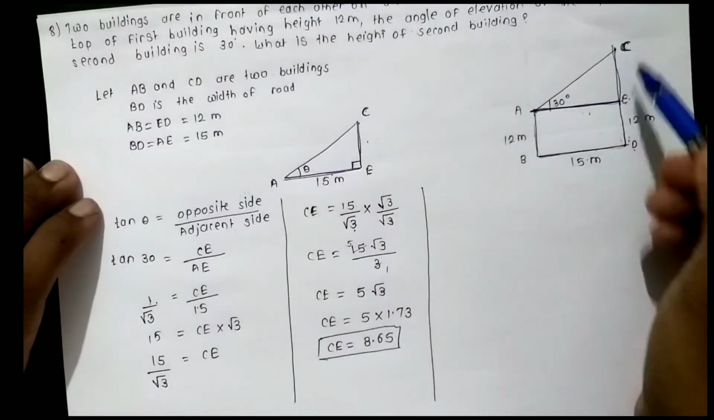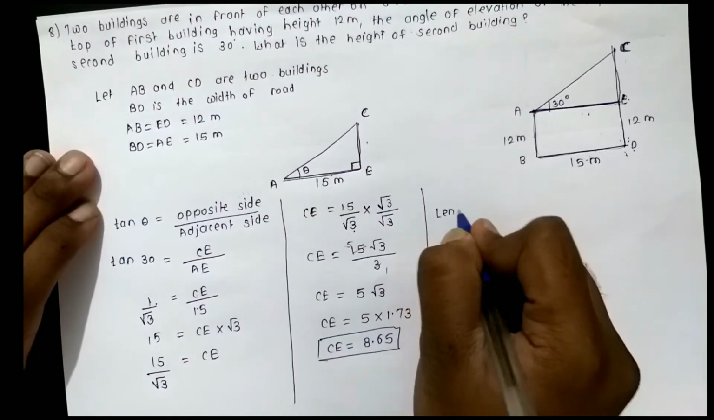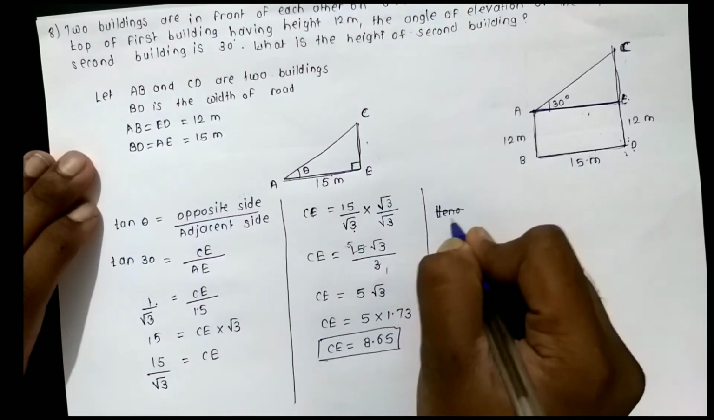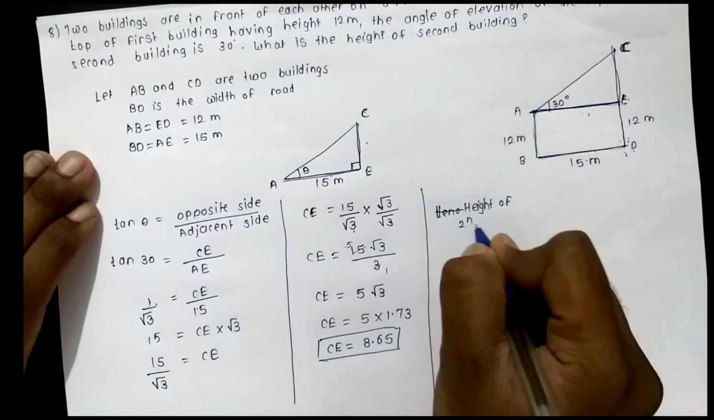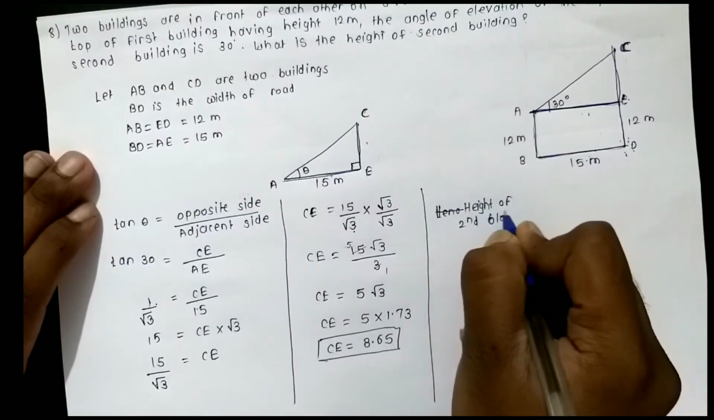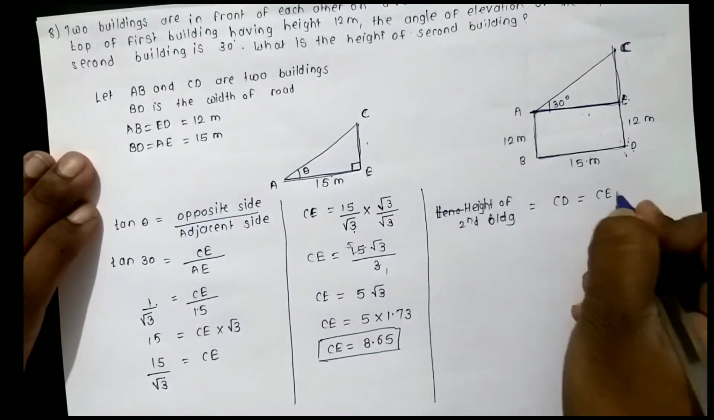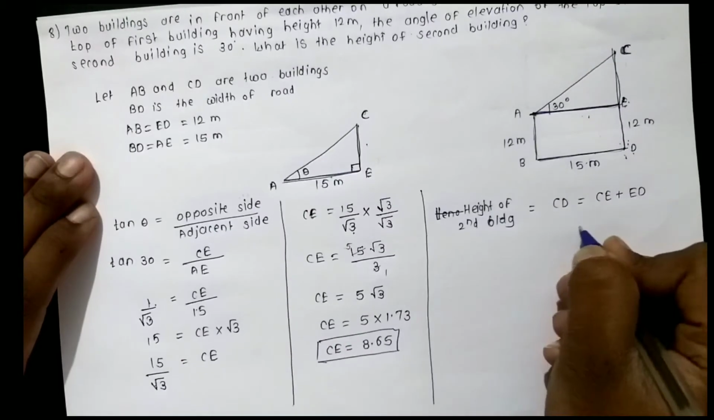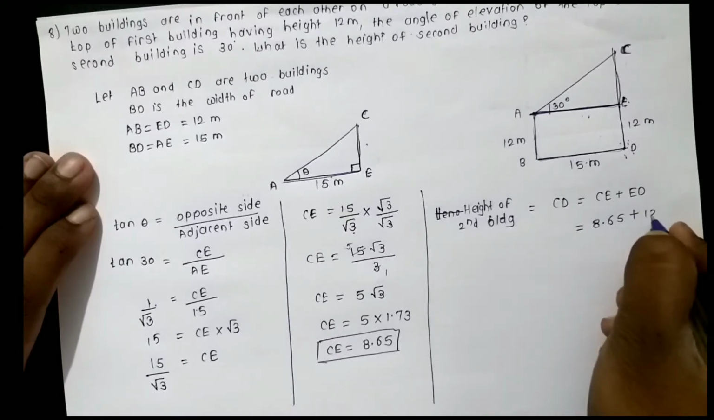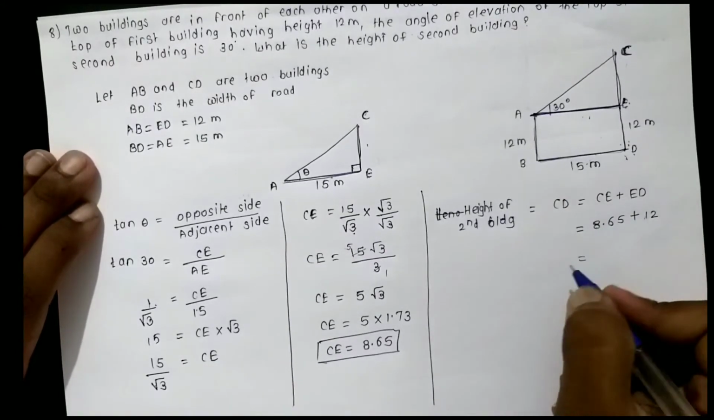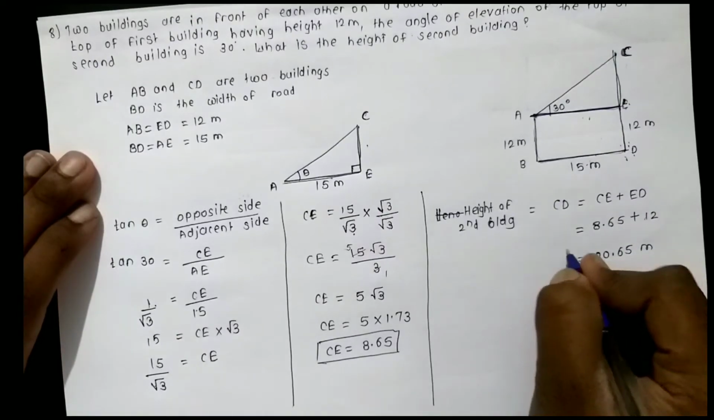Now I know the value for CE and ED also. So the height of the second building is equal to CD is equal to CE plus ED. Value for CE is 8.65 and ED is 12. 12 plus 8.65, 20.65 is as it is.